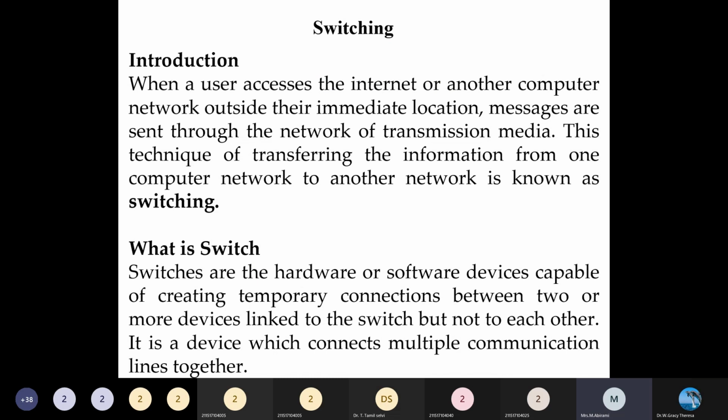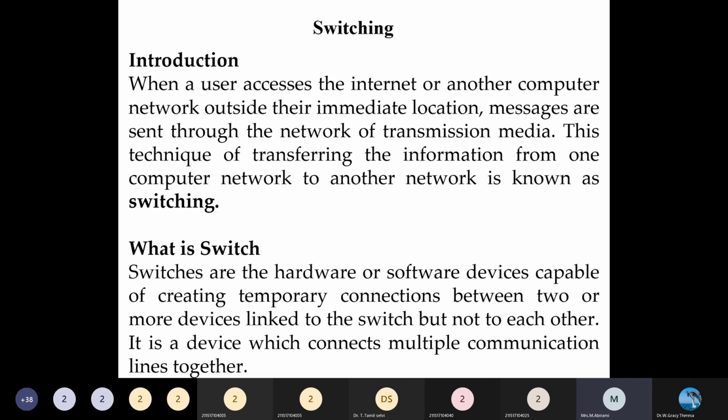For example, a LAN connection. In accessing a network, the messages are sent through the computer using a transmission media. We already discussed in transmission media how the data are transmitted from one cable to another, like fiber optic cable and coaxial cable. All of this transfers information from one computer network to another. The techniques developed for this are called switching.